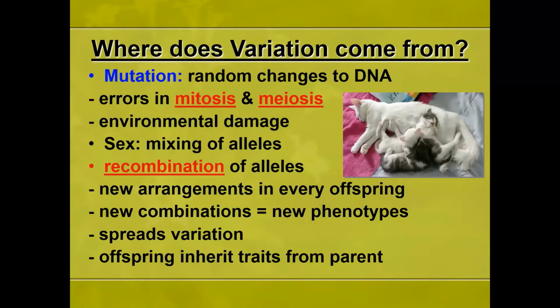Now, where does all this variation come from? Where do all these differences we see come from? Well, guys, it comes from mutations, random changes to our DNA. It could be errors in mitosis or meiosis. It could be environmental damage. But mutation will cause all these variations that we see. And then sex ends up mixing these alleles, possibly causing them to become more frequent or less frequent depending on what natural selection is doing. So recombination of alleles, that's part of sex right there. New arrangements in every offspring, new combinations give rise to possibly new phenotypes. It spreads variation as well. Offspring will inherit traits from their parents. So all variation comes from mutation, and then that gets spread out by sex, by recombination of these alleles.